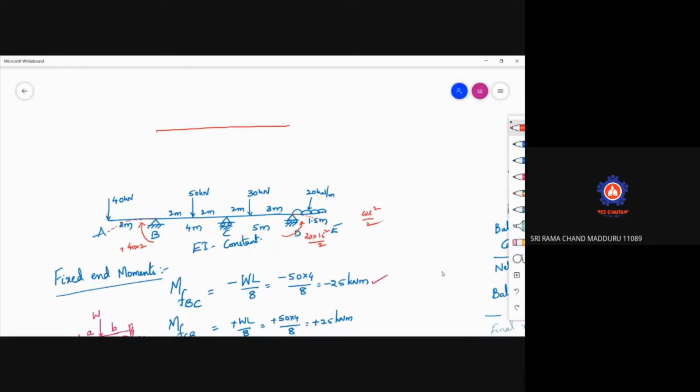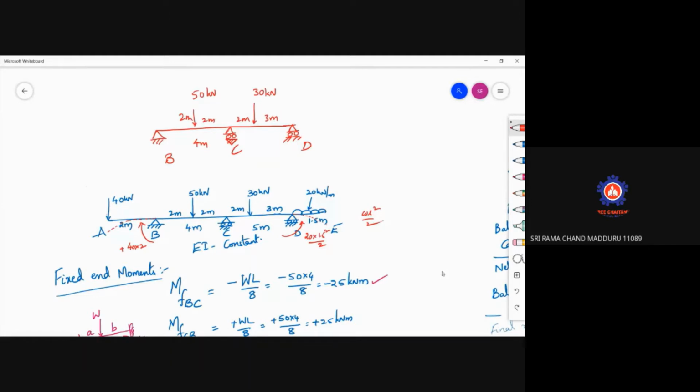Like this, and here C is a continuous support, and the far end here is also like this. Now what's happening here? The loadings, we'll write down the loadings. This is 50 kilonewton, 2 meters, 2 meters, this is 4 meter, this is B, this is C, this is D, and as well as here a 30 kilonewton point load is acting, this is 2 meters, this is 3 meters.